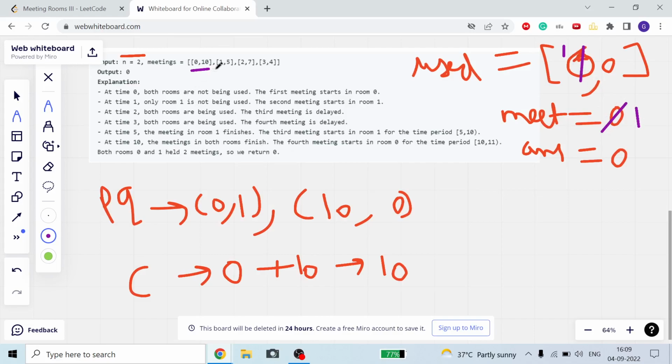Now 1 comma 5 has come. For 1 comma 5, what is the top element? 0 and 1, what does it mean? The meeting 1 comma 5 will be served by room 1. At time 0 one room is free. When will it be free, it will come at 0, and the time taken by it is 5 minus 1, that is 4. So 0 plus 4 is equal to 4. So this room will be free at 4 comma 1. But we know this is a priority queue, so the topmost element will always be the minimum one.